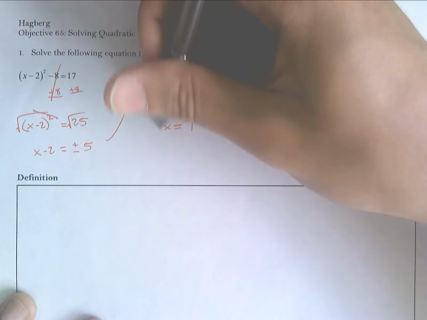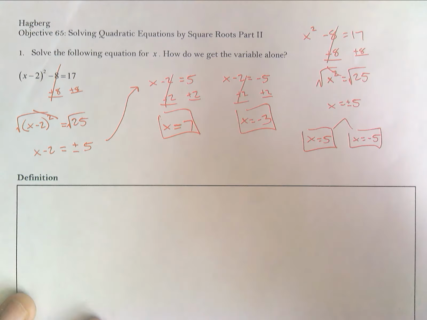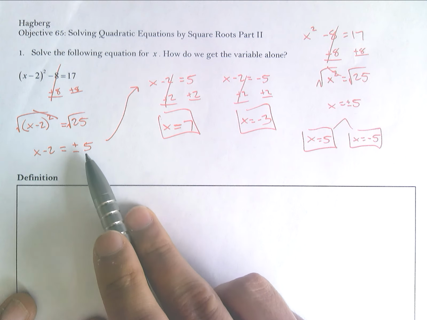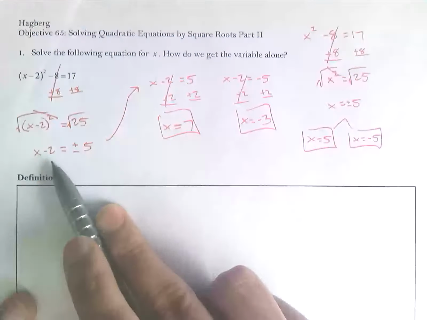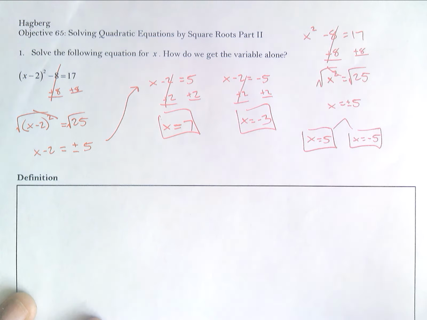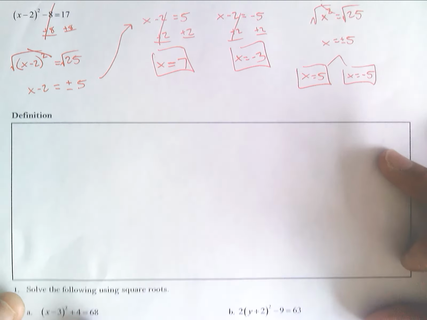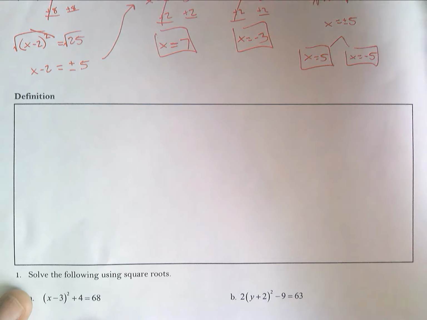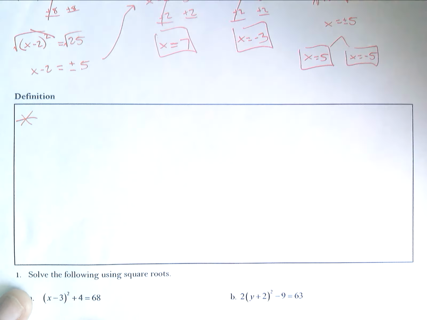So see, we still have two solutions. We still had to set it equal to plus or minus 5. But notice there's one more step after we do that. So let's go ahead and write a definition. So this is going to be quite similar to the previous objective. And you can put a big star next to this.